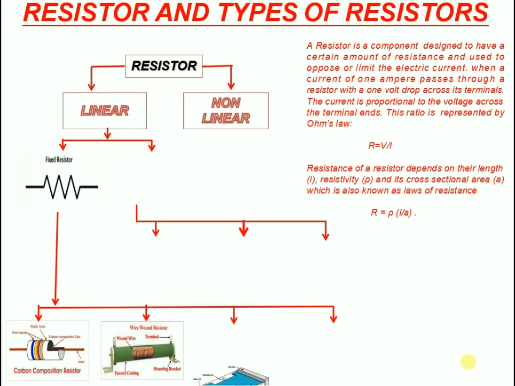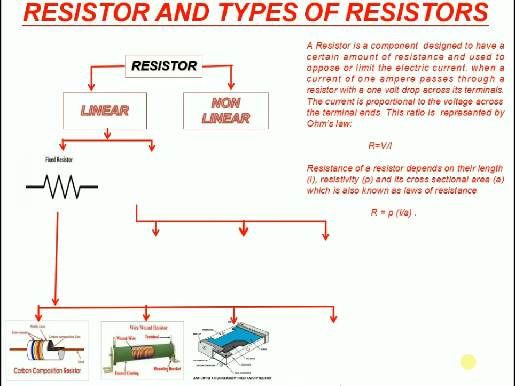Thin film resistors. Thin film resistors are made from a high grade ceramic rod and a resistive material. A very thin conducting material layer is overlaid on an insulating rod, plate, or tube which is made from high quality ceramic material or glass.